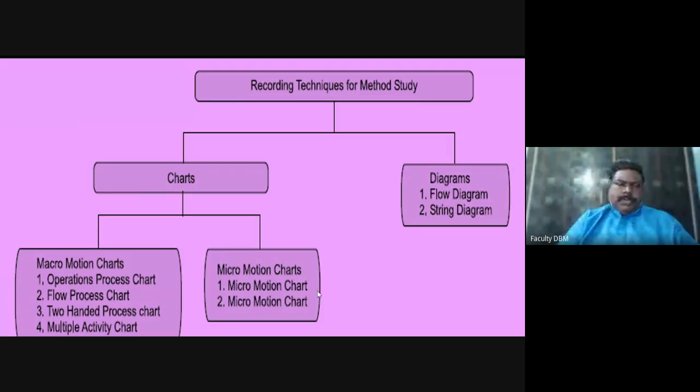And we have here two types of charts, that is macro motion charts and micro motion charts. Macro means very broad, micro means very small. So here the operation process chart will be there, flow process chart, and two-handed process chart, meaning what job is done by the left hand and what by the right hand, that we are going to record. Unnecessary movements, unnecessary works, we are going to remove, and then we are going to process the new method. Multiple activity chart. So now we are going to see how all these charts are represented.